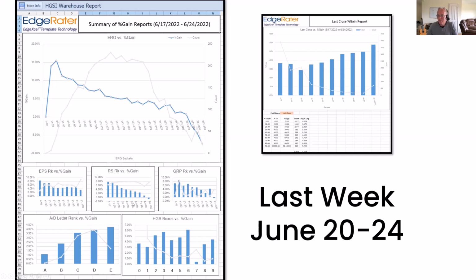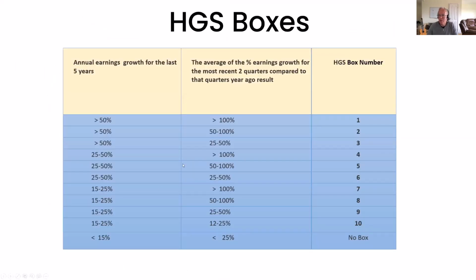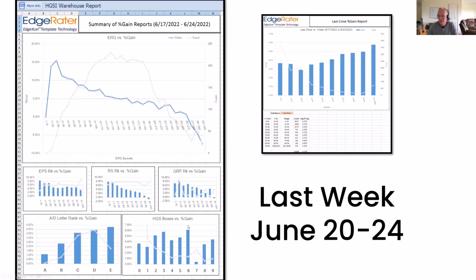And then if you take a look, this is ERG, those three components together. The boxes below are those broken down into the separate EPS, RS, and group. And then AD letter rank and the HDS boxes. And the boxes were all to do with the earnings growth. So yeah, it's not a normal profile of gains. Okay.